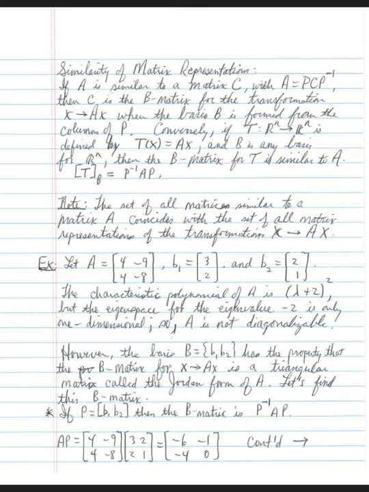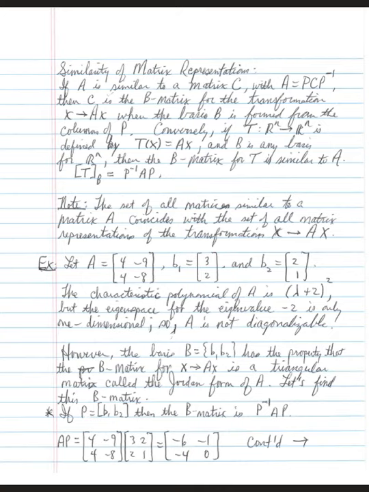Note, the set of all matrices similar to matrix A coincides with the set of all matrix representations of the transformations from X to A times X. For example, let's let A be a 2 by 2 matrix, B1 is 3, 2, and B2 is 2, 1.